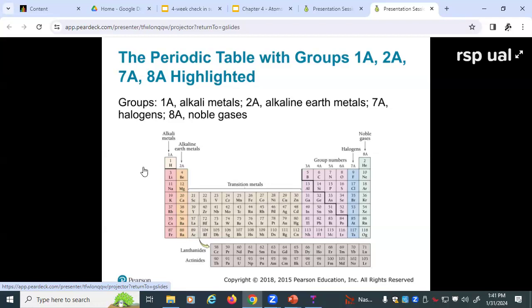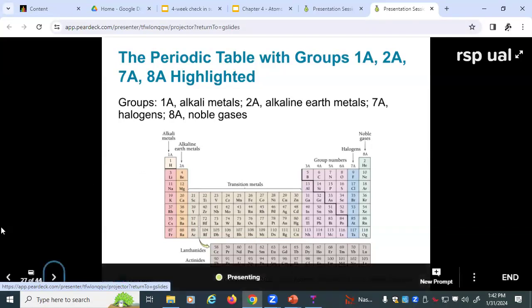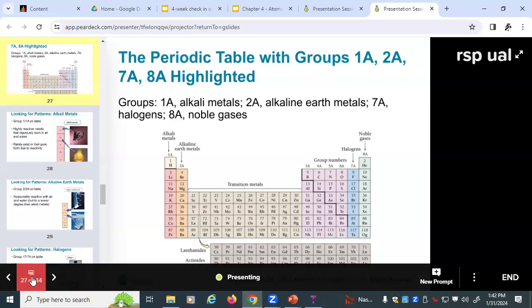Now, why focus on these 4 groups in particular? Well, because these 4 groups are the ones that have the most familial properties associated with them compared to all the other groups on the periodic table. And so I wanted to take a couple of minutes before we close out for today to talk about these 4 groups individually here.